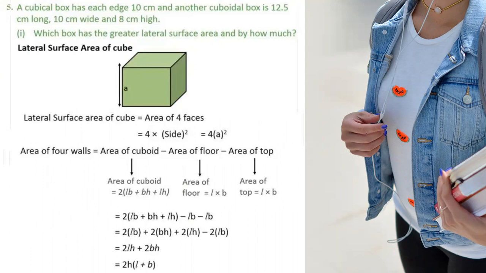The lateral surface area of a cube is the area of the four faces, that is 4 into side square. That is, if the side is a centimeters, then it is 4a square. Now let us find the lateral surface area of a cuboid, which is the area of the cuboid minus the area of the top minus the area of the bottom. So that is 2 of LB plus BH plus LH minus LB minus LB. So it becomes 2LH plus 2BH. By taking 2H common, it is 2H of L plus B.